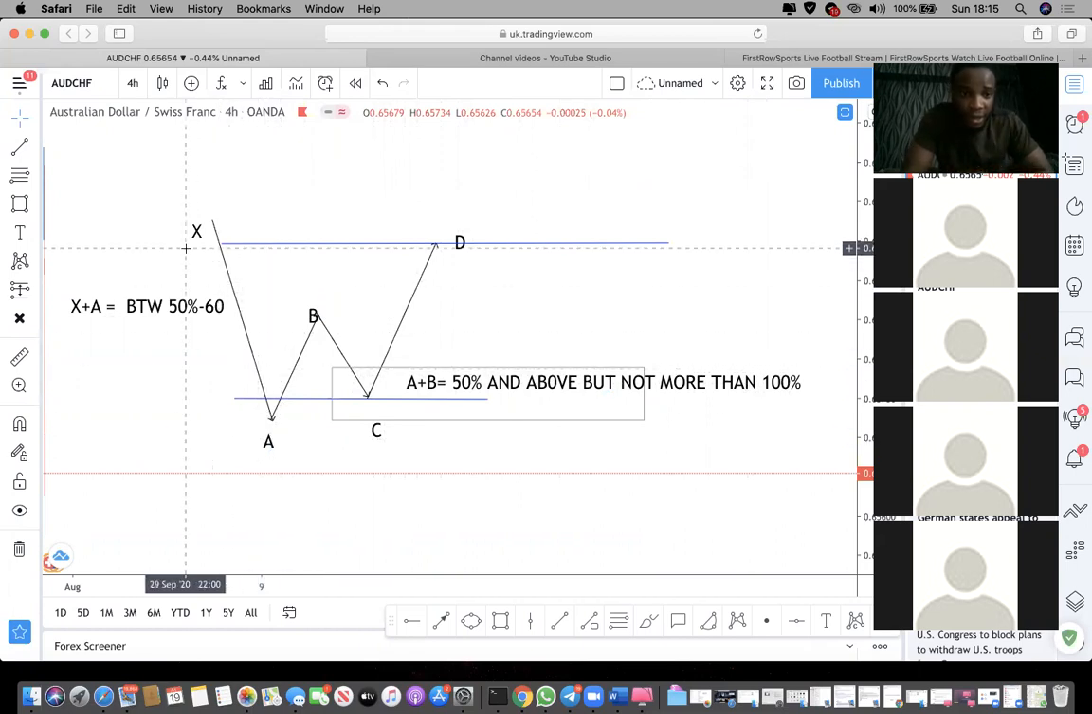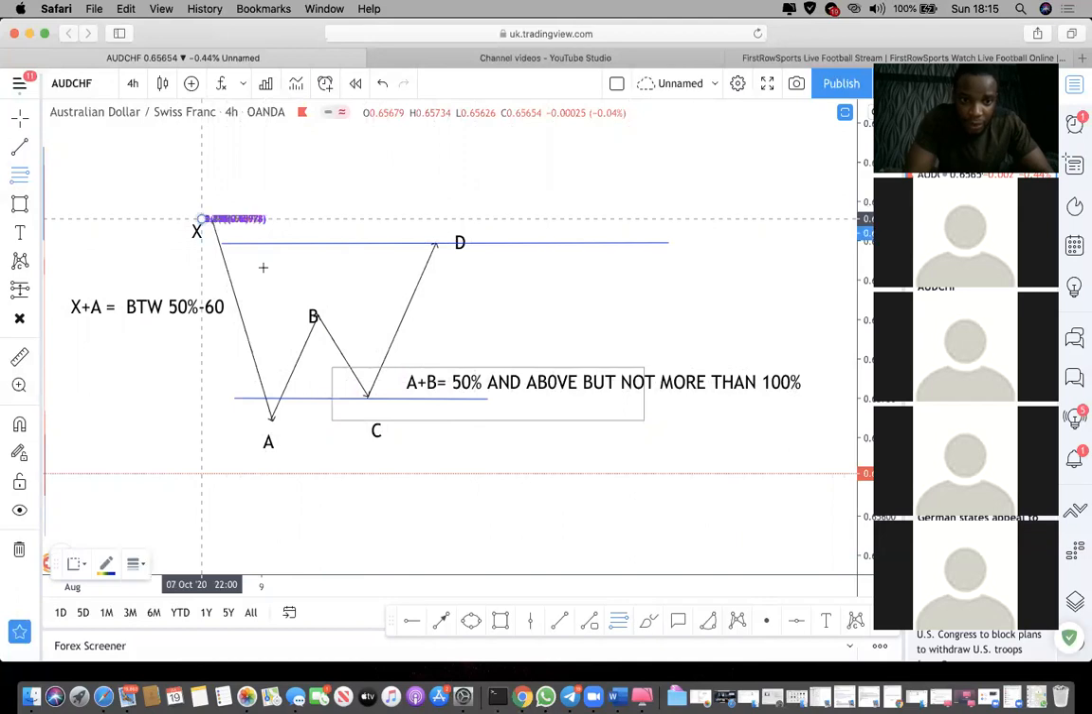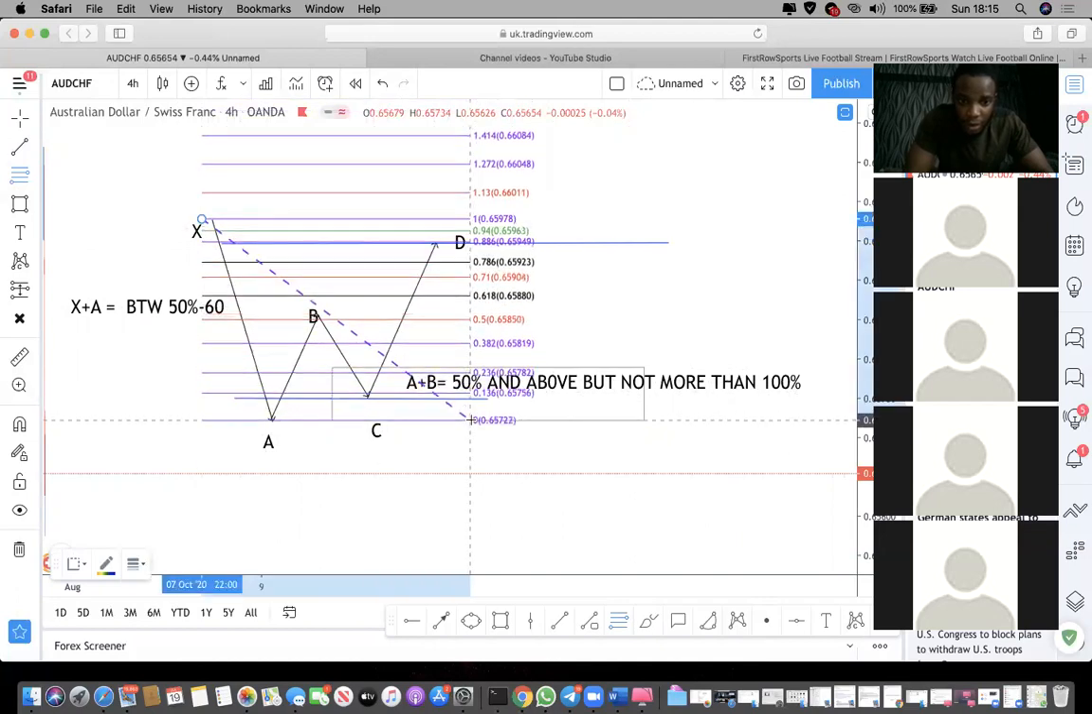So now, guys, we have X to A equals B between 50 and 60%. A to B equals C equals 50% and above, but not more than 100%. We already know our D from pulling the fib from the X level to the A level. Does that make sense?